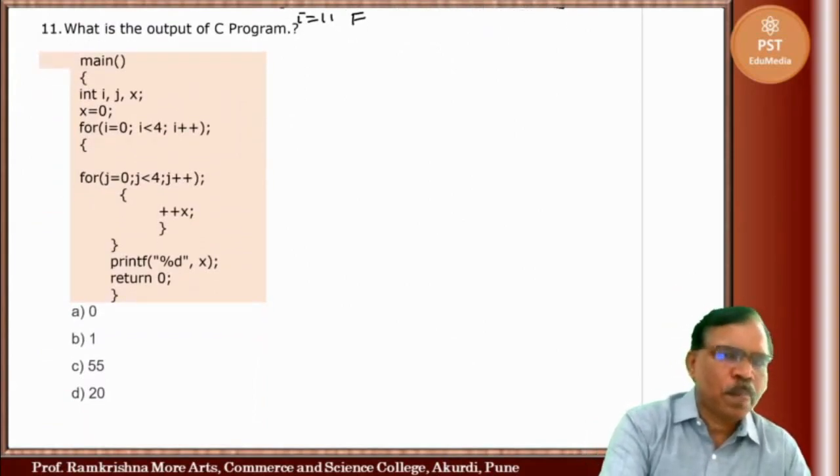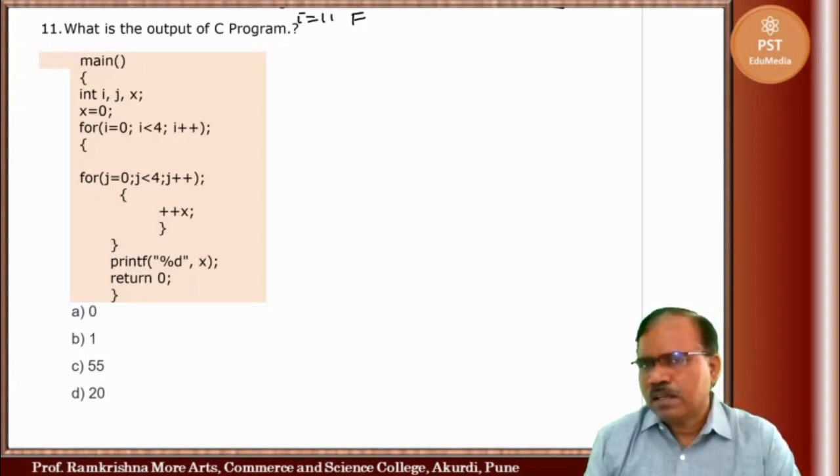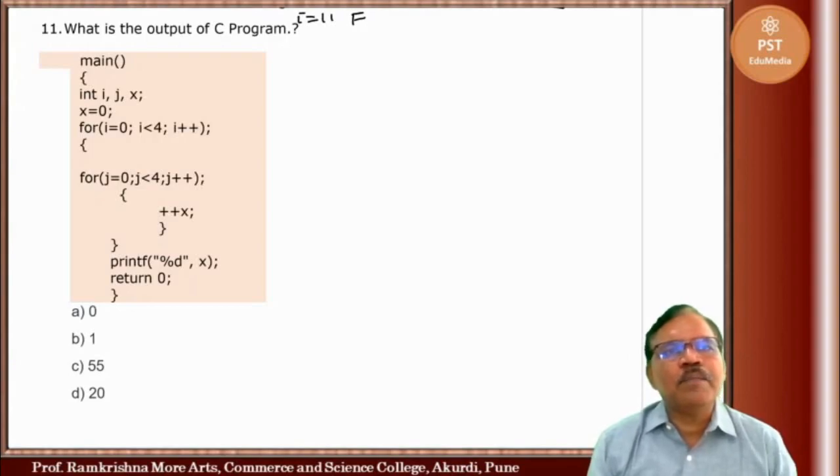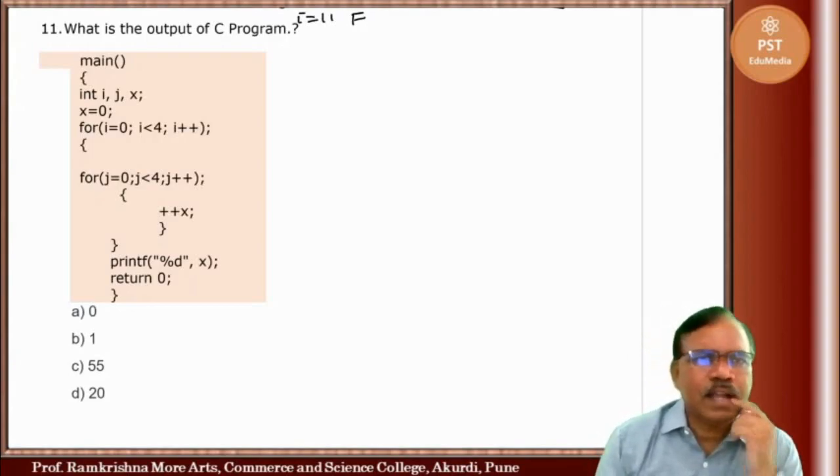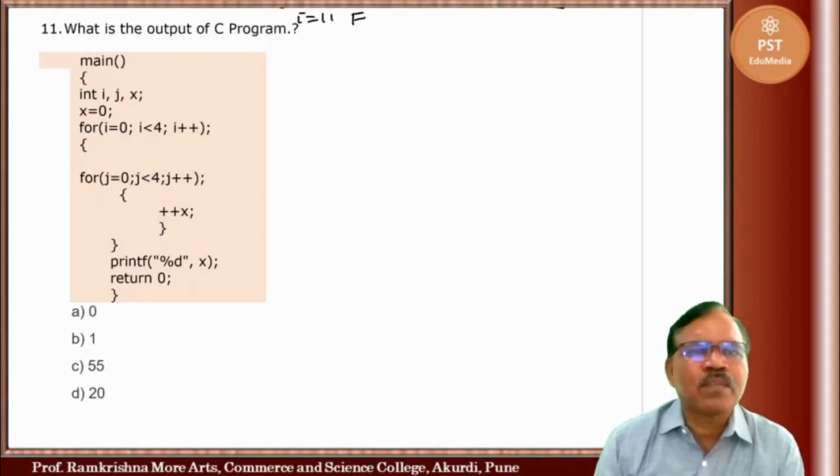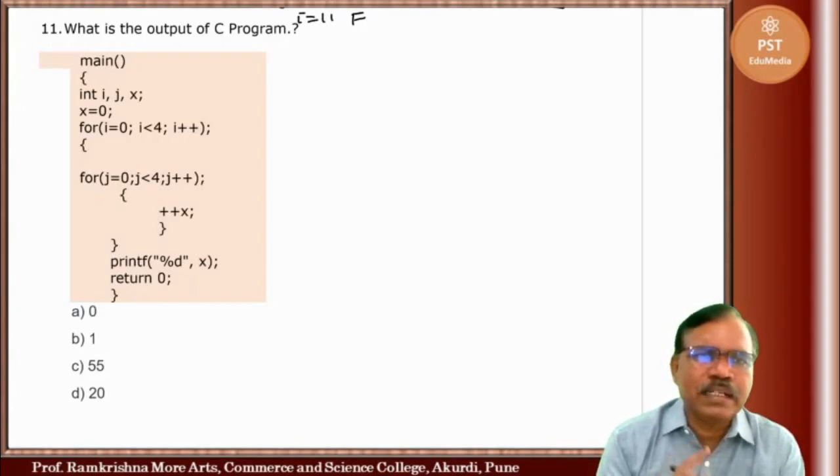Now the next program. main, int i, j, x; x = 0; for (i = 0; i < 4; i++); then in curly braces for (j = 0; j < 4; j++); then in curly braces ++x; the braces are completed, then printf("%d", x); return 0.